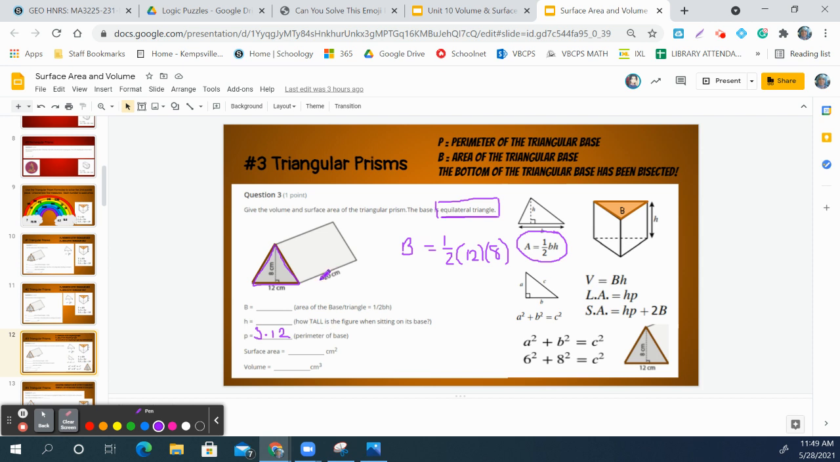How tall is the figure? It's still this height. That's a 3, by the way. Yeah, so what is 3 times 12? And then you're going to use the surface area now that you have the H, the P, and the B. And you're going to do volume now that you have the B and the H.